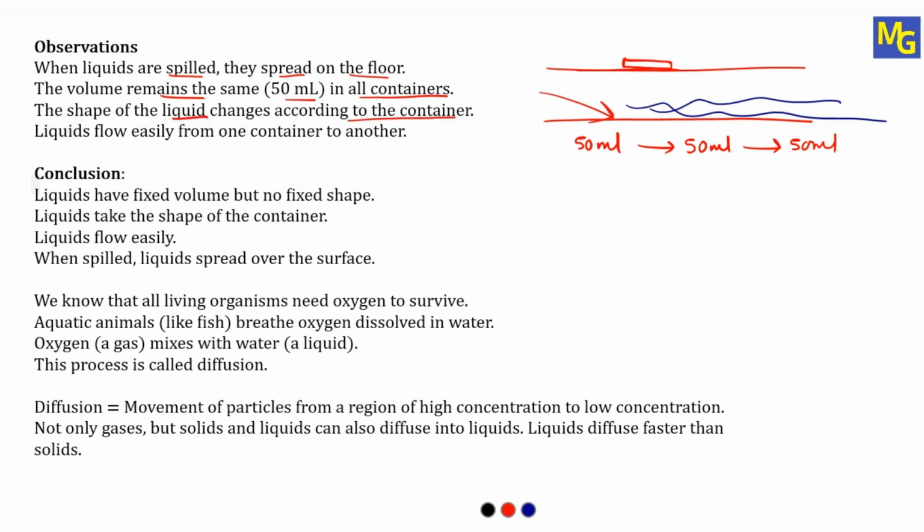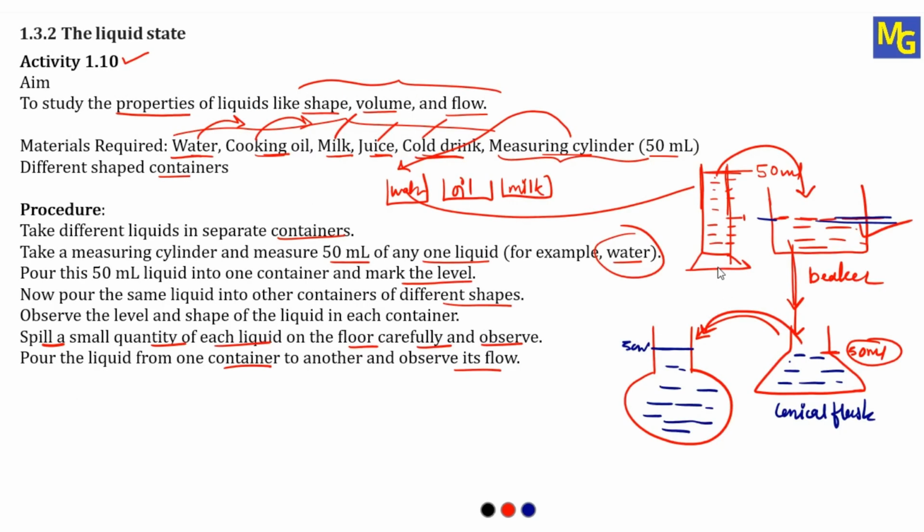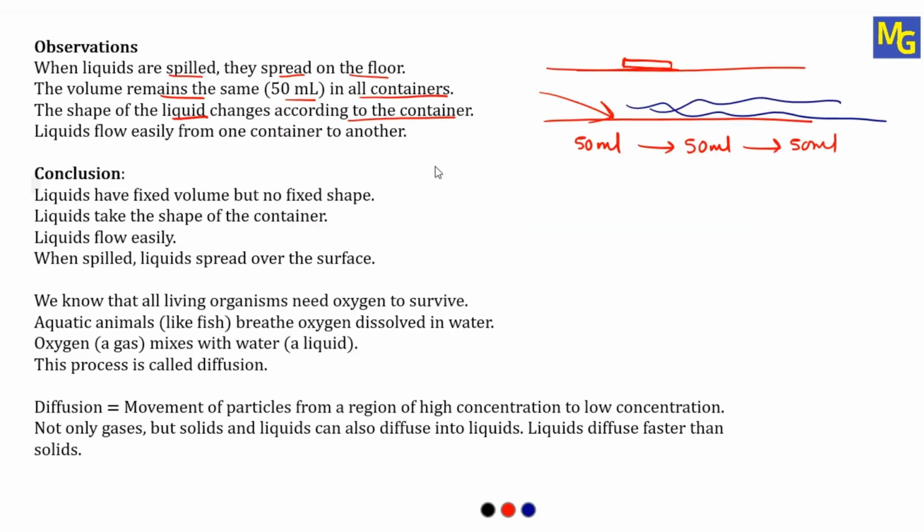Then next, the shape of the liquid changes according to the container. Just now we have seen, when the water was in the measuring cylinder, it took the shape of this measuring cylinder. See here, it is vertical. When we transfer the water into the beaker, it took the shape of the beaker. And when the water is transferred into the conical flask, it has taken the shape of the conical flask. Means the liquids will take the shape of the container in which they are filled. So that was the third point.